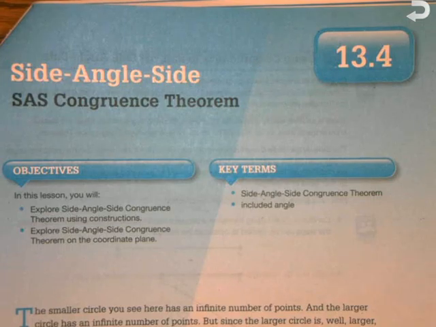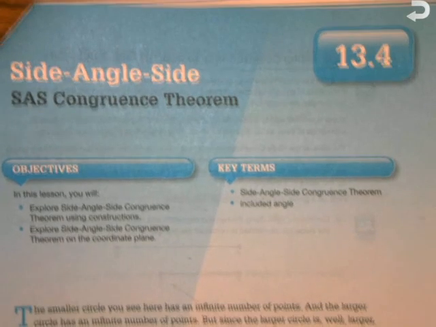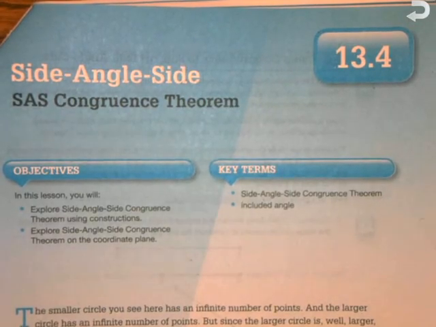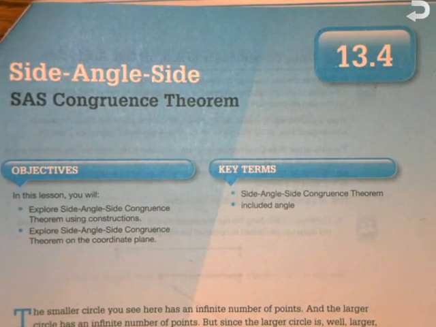All right, guys, so today we're learning congruence theorem. So yesterday we talked about the side-side-side congruence theorem. So you can prove that two triangles are congruent if all three sides are the same. Today we're going to be learning about the other most common congruence theorem, which is side-angle-side.